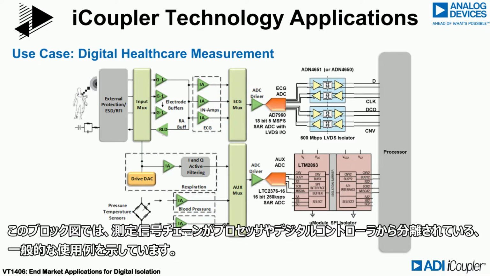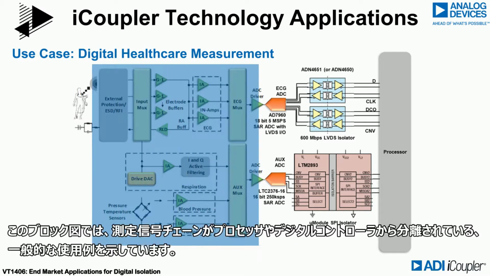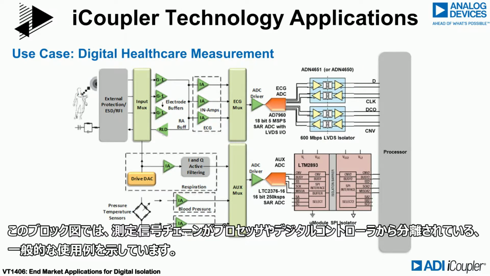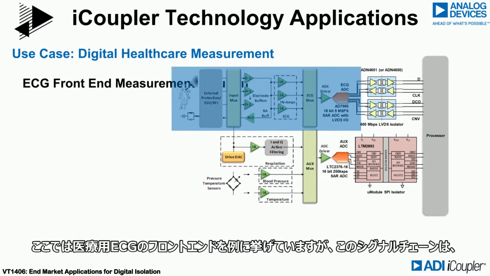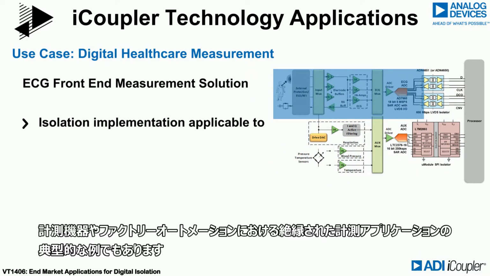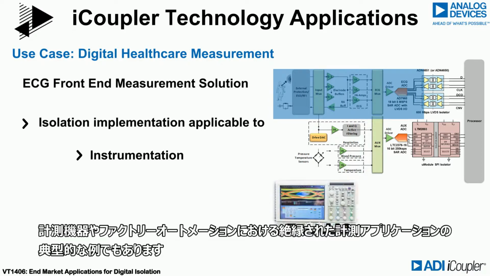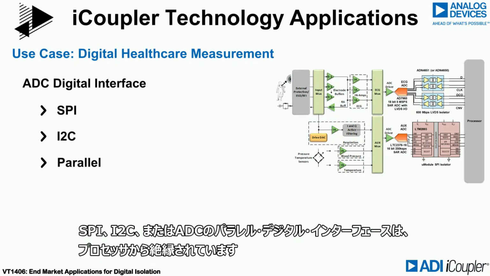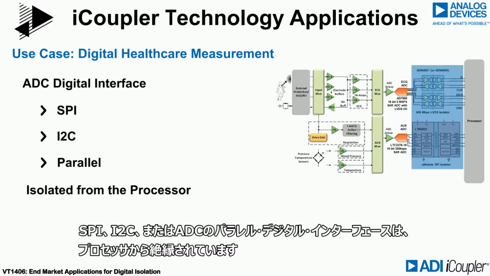This block diagram highlights a common use case, where a measurement signal chain is isolated from a processor or digital controller. A medical ECG front-end is shown here as an example, but the signal chain is very typical of isolated measurement applications in instrumentation and factory automation as well. SPI, I2C, or the parallel digital interface of an ADC, is isolated from the processor.